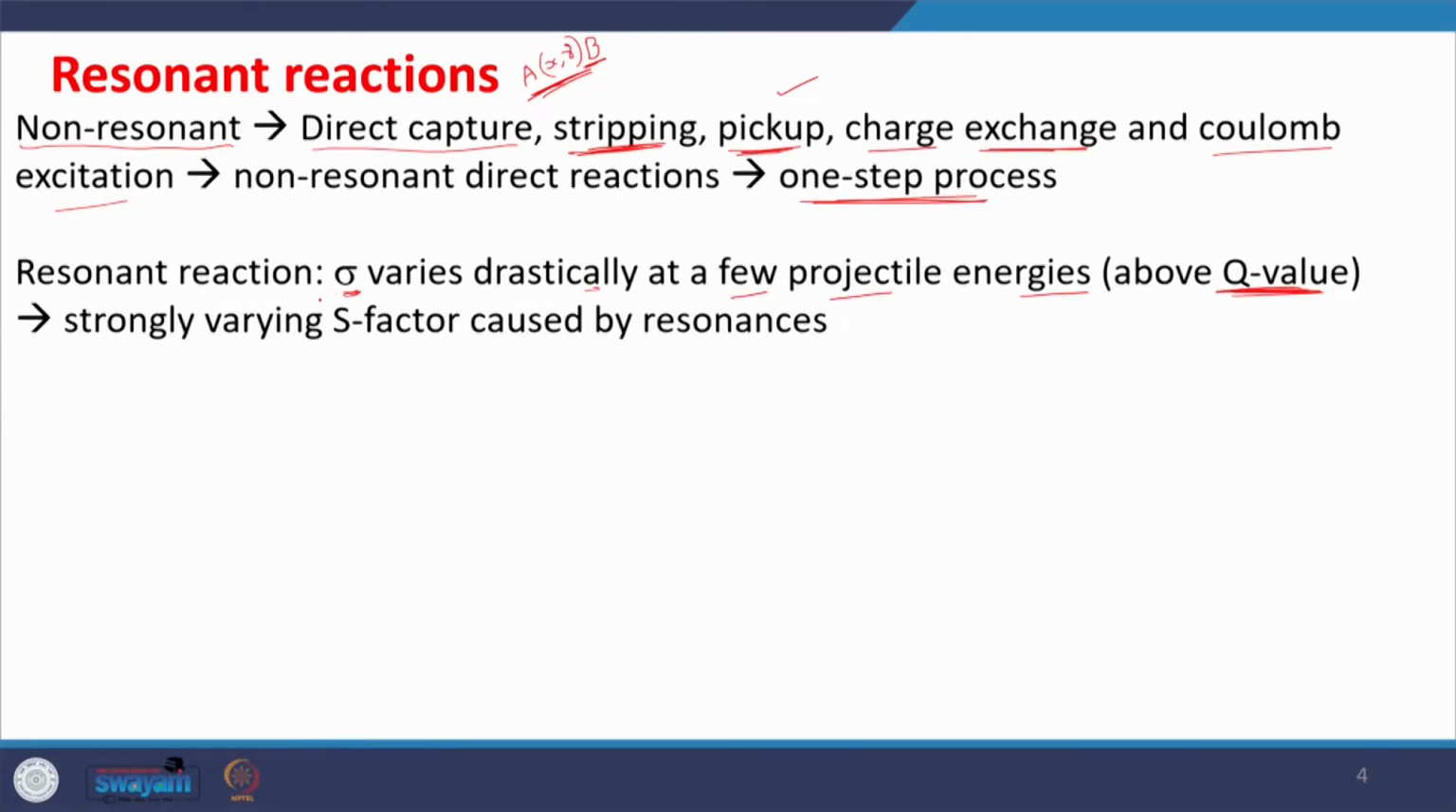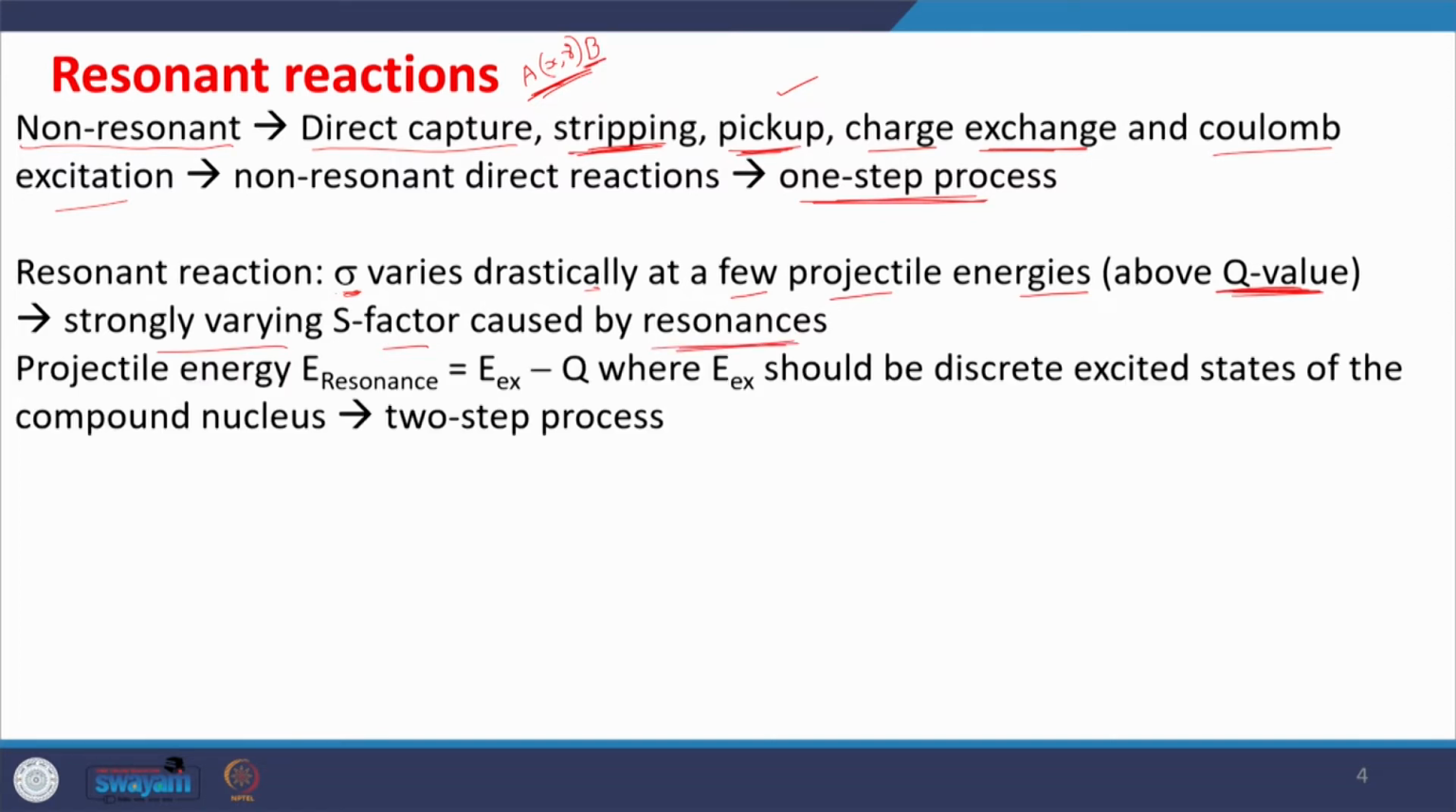Because the cross section is no longer a smoothly dependent function in a resonant reaction, the S factor also varies strongly because of the resonances. As I said, it occurs only when the projectile energy plus Q value is nothing but one of the excited states of the compound nucleus. This is what we mean by a resonant reaction. This excited state of the compound nucleus should be one of its discrete excited states.